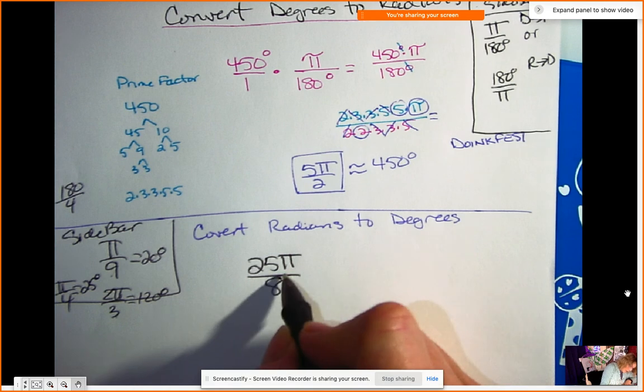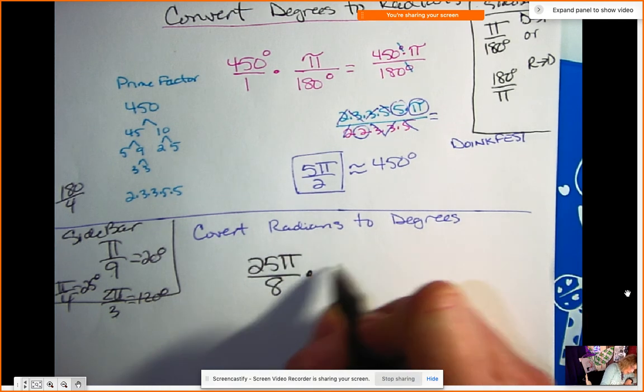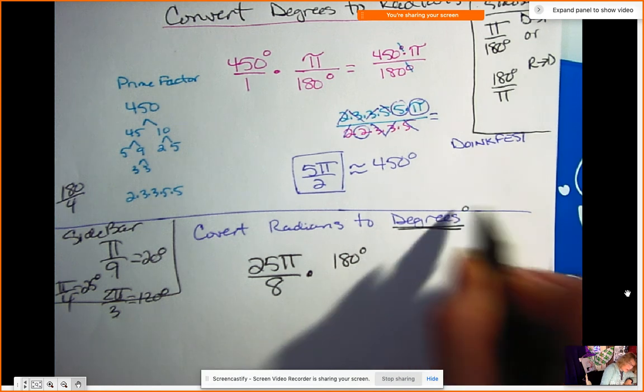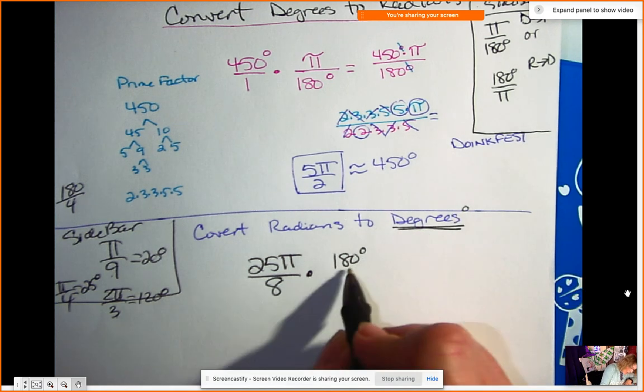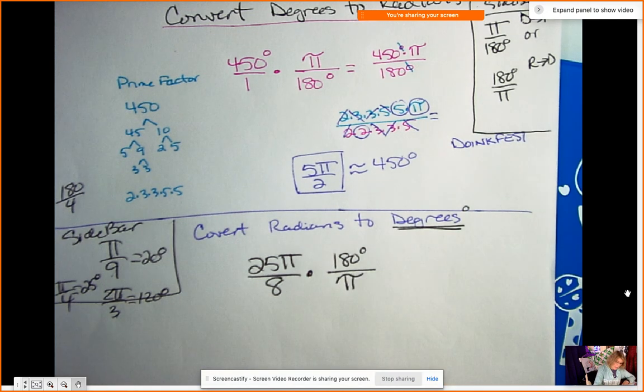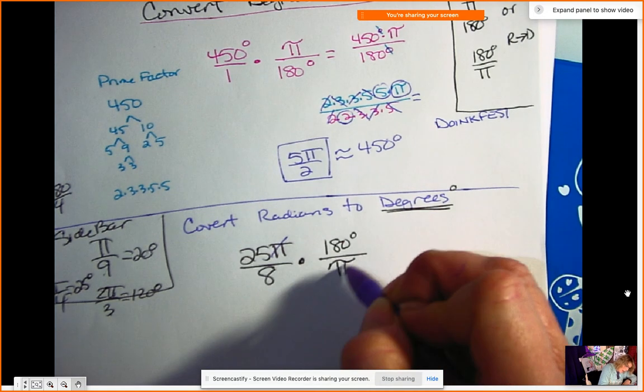Okay, here's how well you do. I have pi on top, so I'm going to put 180 degrees. I need to get degrees in there. They want me to convert it to degrees, so I need the degree sign to be inside in the problem. I need to get rid of pi, so I doink away the pi right away.